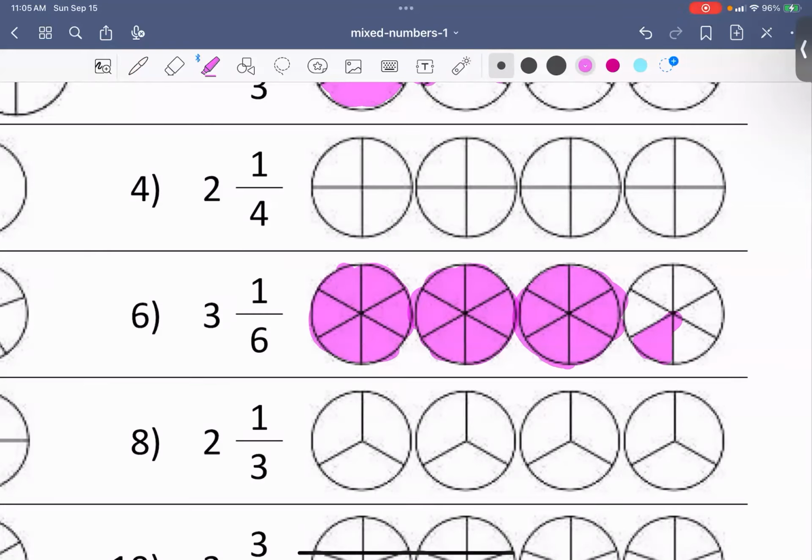So this is how you can find a mixed number visually. I'm going to attach this worksheet to the video so you can work on it in your own time. And good luck.